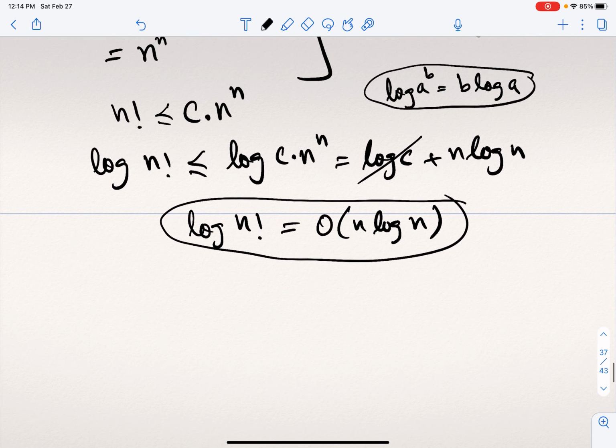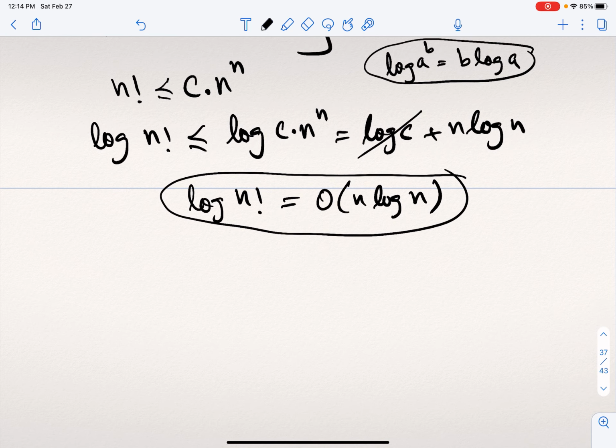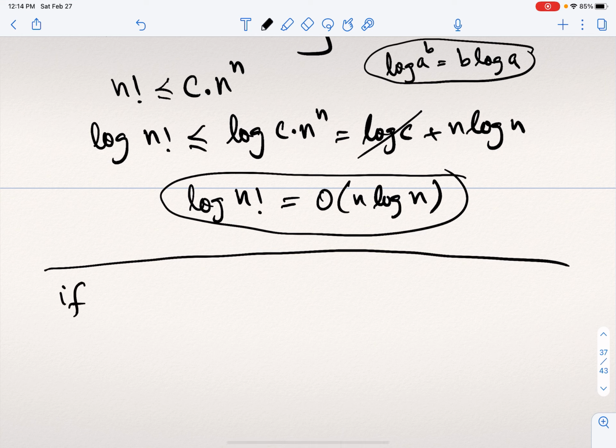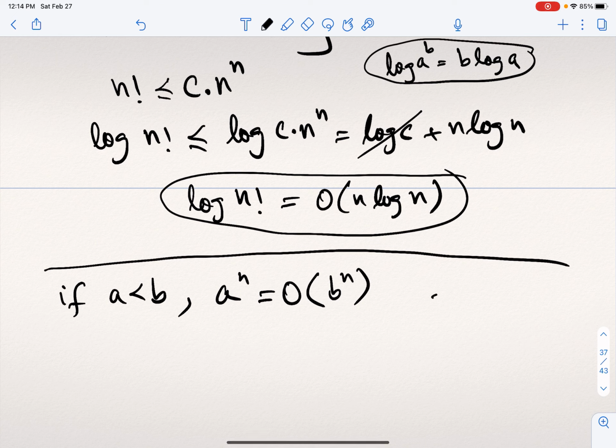Another result that's important to keep in mind is that if a is smaller than b, then a to the n is O of b to the n. What this is saying is that 2 to the n is big O of 3 to the n, and so on. And it is also little o of b to the n.